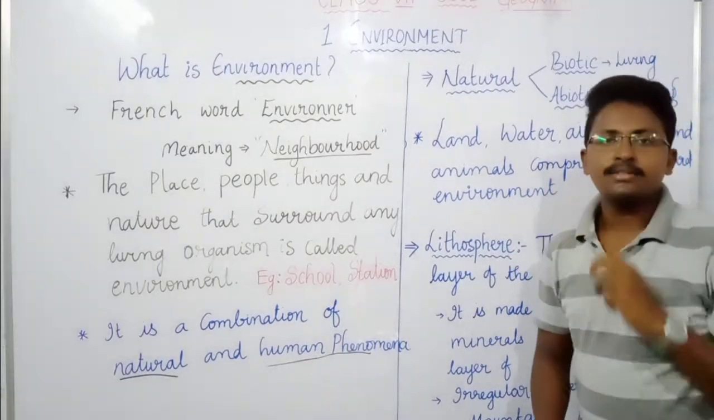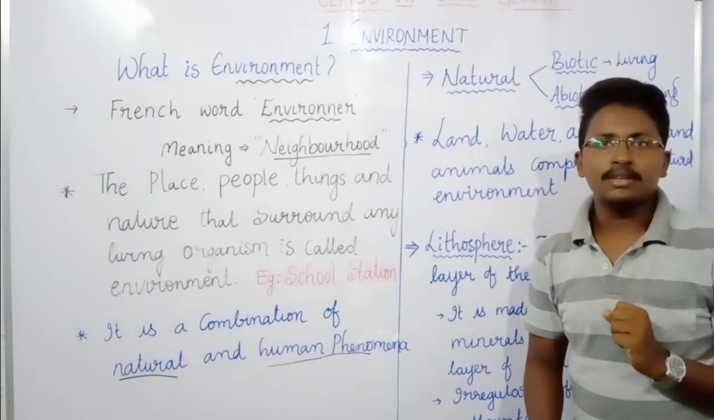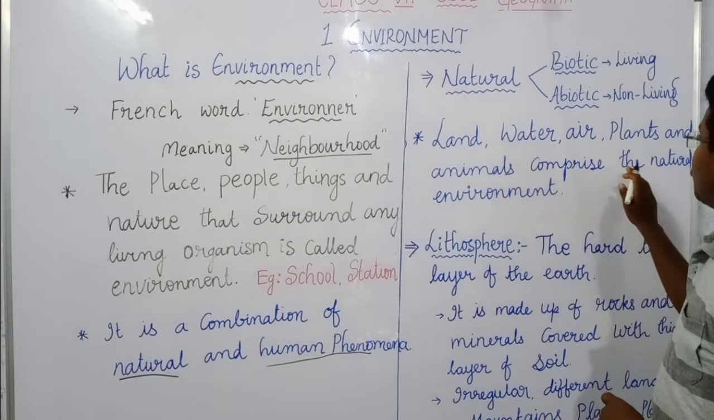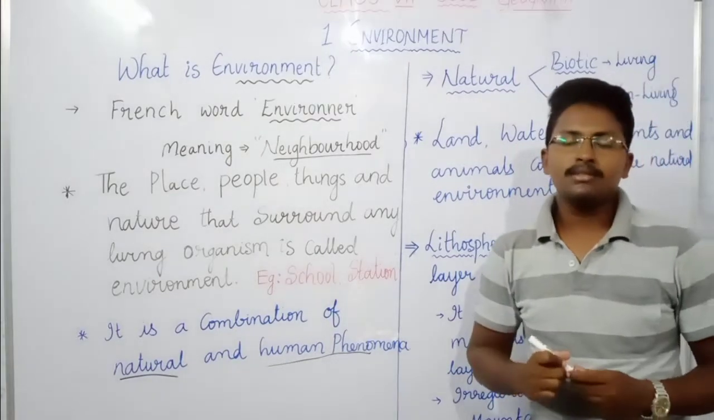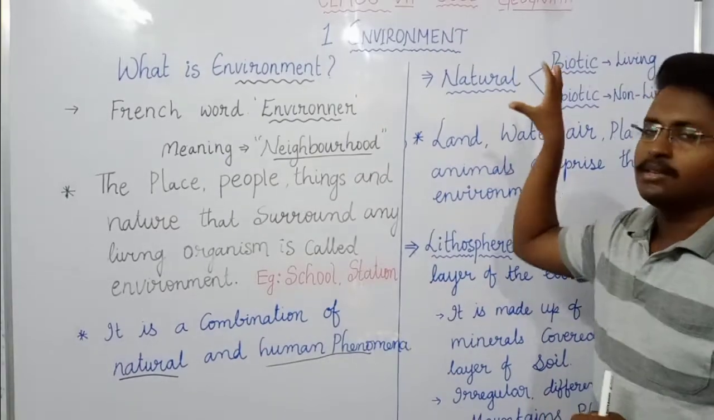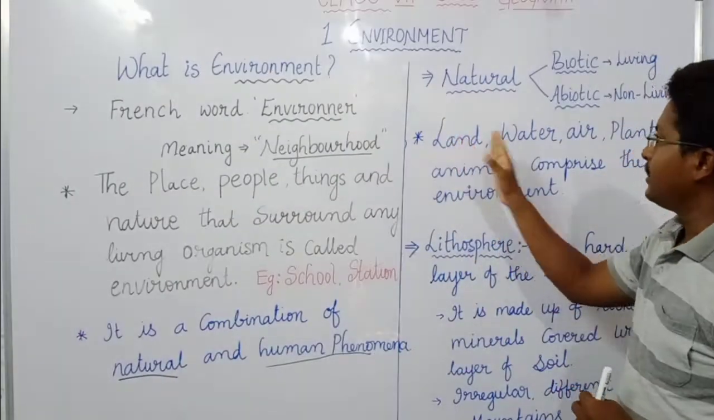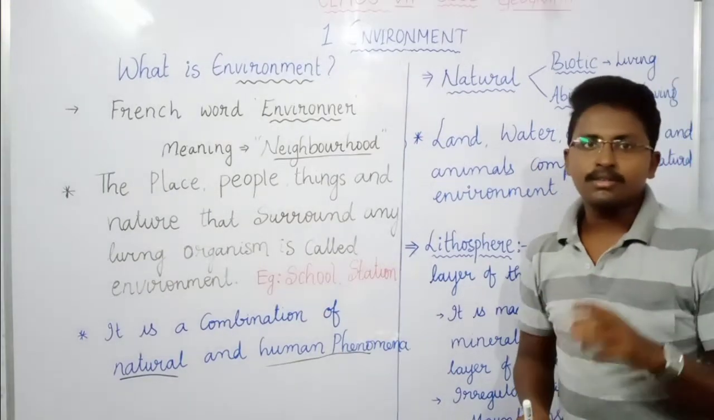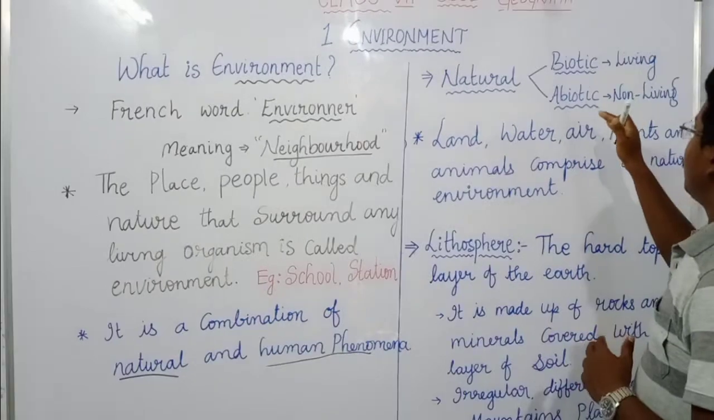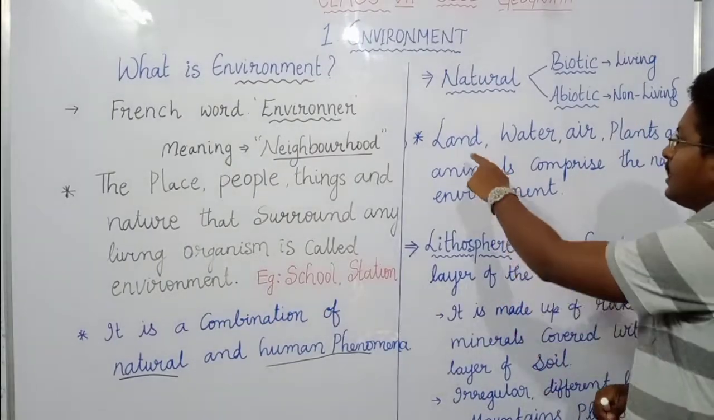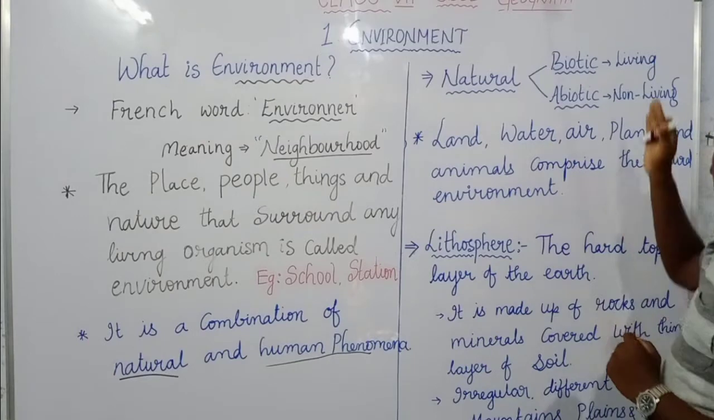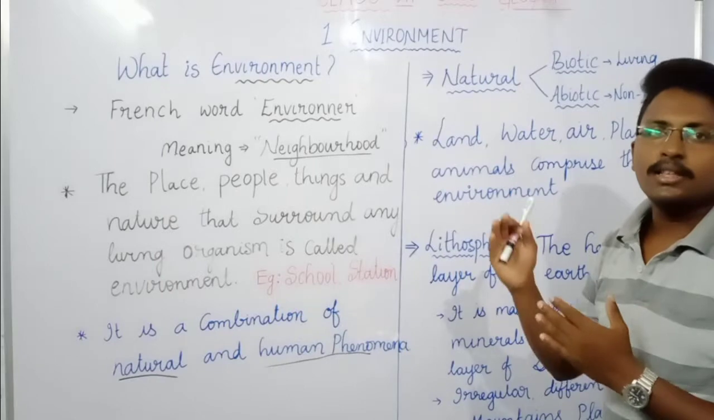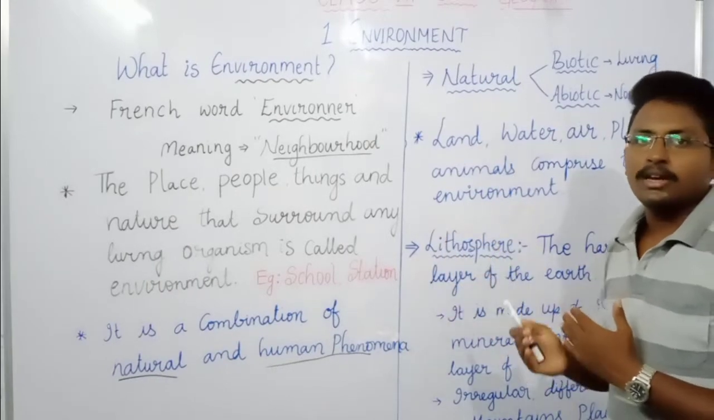Now under this natural environment, the land, water, air, plants and animals comprise the natural environment. That means all these things come under this natural environment. Why I am saying all these things is it includes, as I told, biotic as well as abiotic. Abiotic includes land, water, air. Then biotic includes these plants and animals. So together it comprises all these biotic as well as abiotic things.